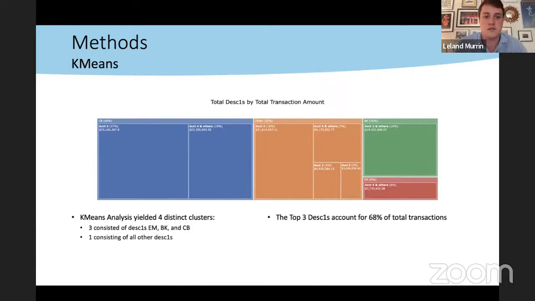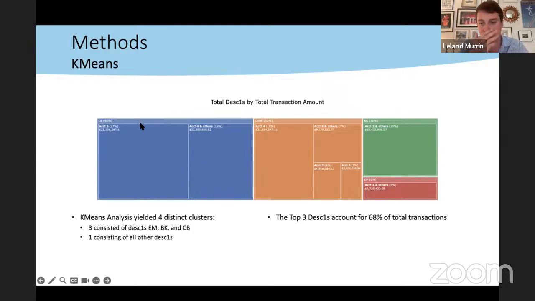I then constructed a k-means. I ran a k-means to reconfirm some of the PCA, just to get an idea of what's going on, as I mentioned in methods. K-means came up with very similar results. 4 distinct clusters came out. 3 of them consisted of the same 3 description ones that we've been seeing from the very beginning: EM, BK, and CB. The other 352 description ones were contained within 1 cluster.